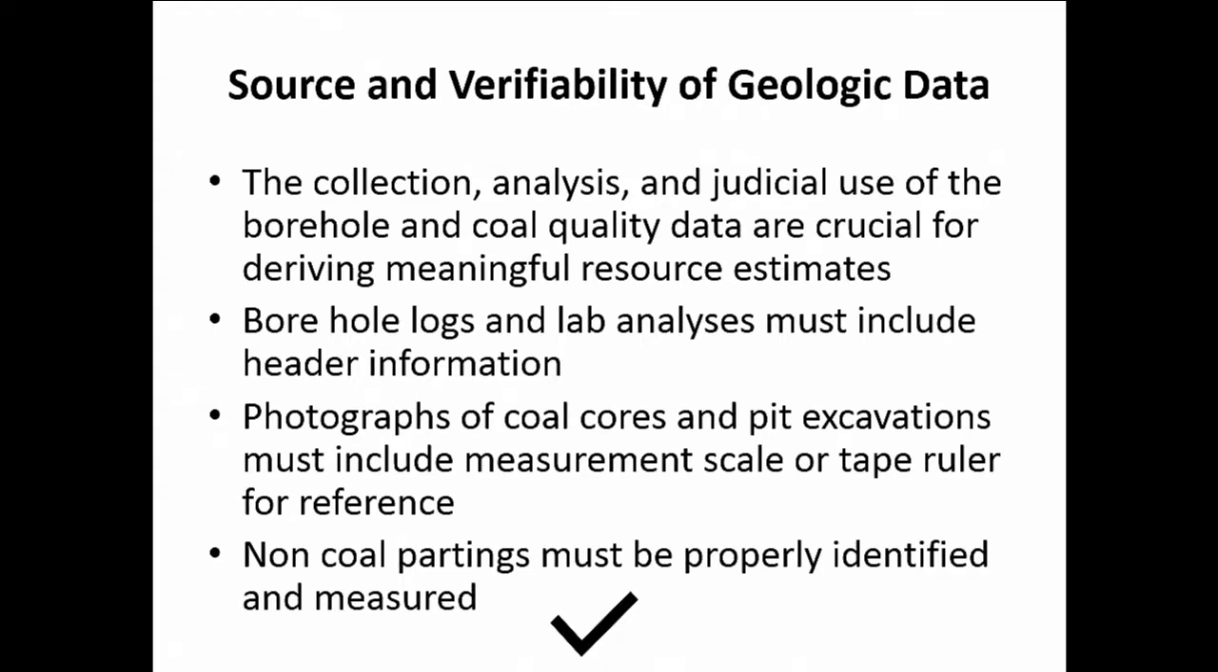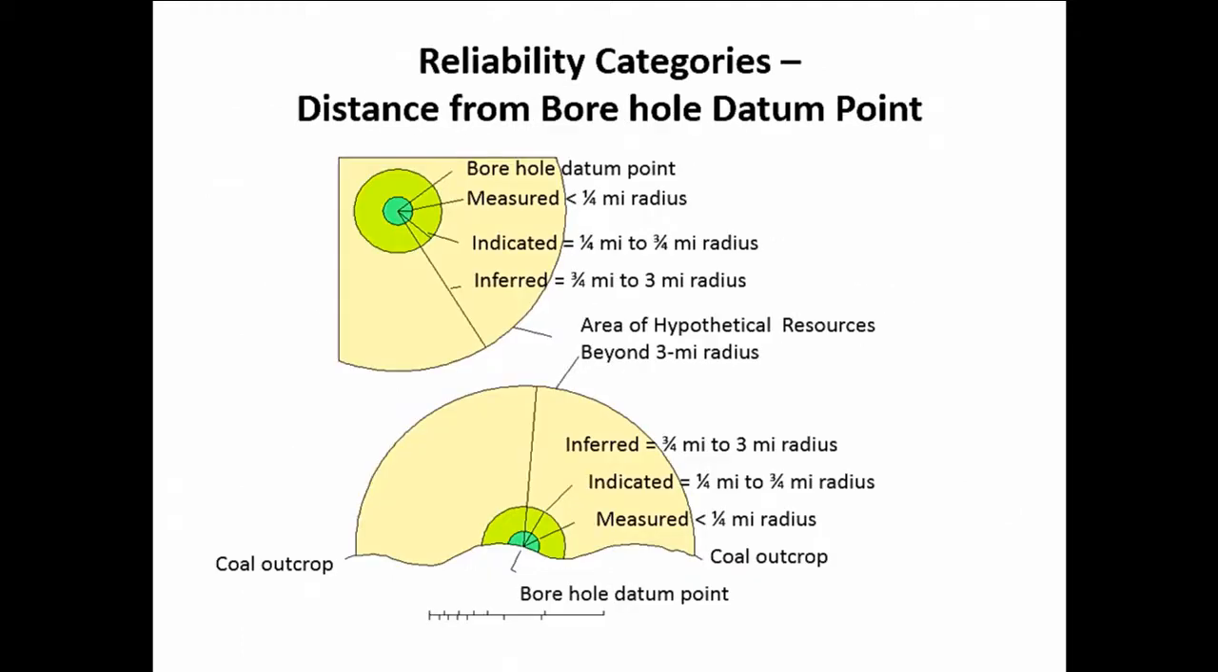Source and verifiability of geologic data. The collection, analysis, and the judicial use of the borehole and coal quality data are crucial for deriving meaningful resource estimates. The borehole logs and the lab's analyses must include header information. The photographs of the coal cores and the pit excavations should include a scale or a tape ruler for reference. And then the non-coal partings must be properly identified and measured. We'll go through and look at some of these in detail.